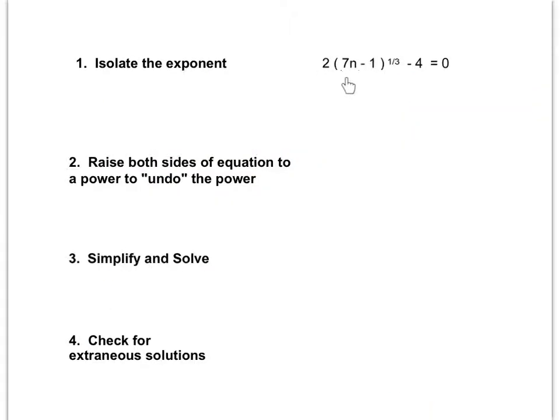Okay, this is a rational exponent equation, but you're going to solve it the exact same way we do a radical equation, because remember, 7n minus 1 raised to the 1/3 is just the same thing as the third root of 7n minus 1. In other words, 7n minus 1 raised to the 1/3 is the same as the third root of 7n minus 1. So go ahead, folks, and follow these steps and solve this for n.